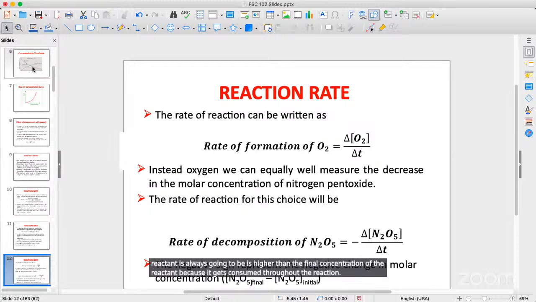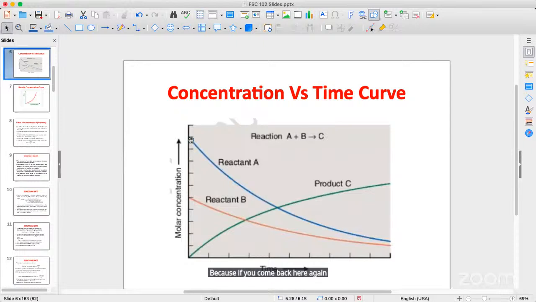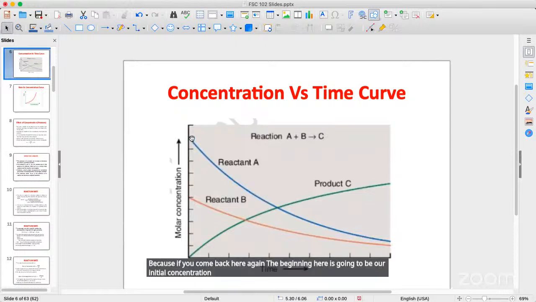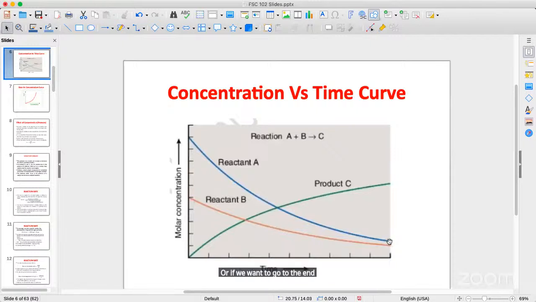Because if you come back here again, the beginning here is going to be our initial concentration of reactant A, while the middle here is going to be wherever you want to call your final, or if we go to the end, that's going to be our final. And if you subtract your initial from your final, you're going to end up with a negative sign.